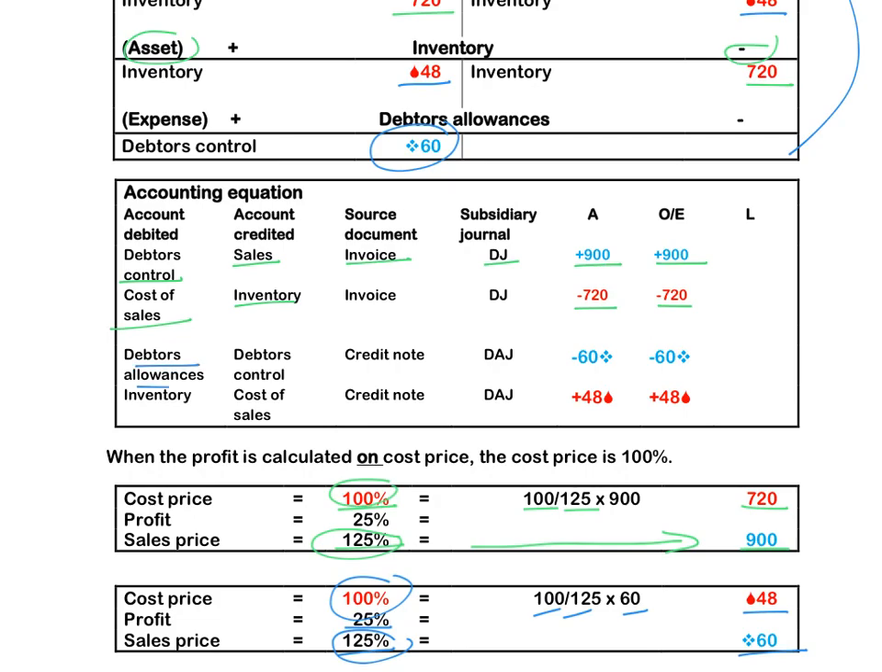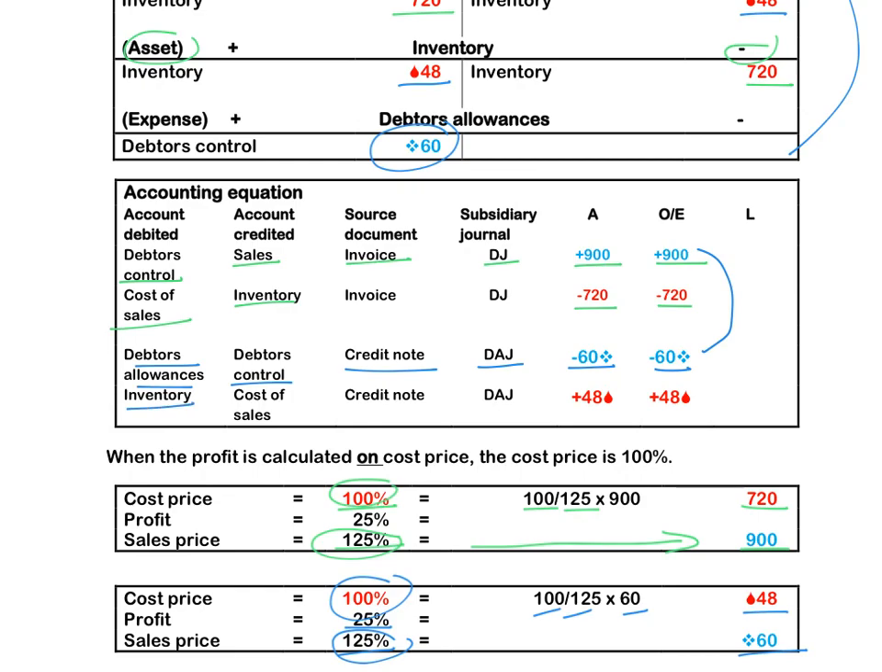Debtors allowances is debited to decrease the profits that we will make. So the original sales is decreased with the returns. Debtors control is credited so that the assets can reduce with 60. A credit note is issued to the debtor to reduce his account, and that will be recorded in the debtors allowances journal.